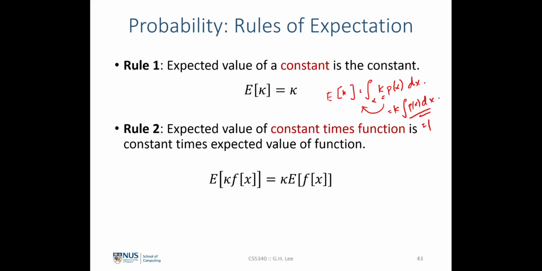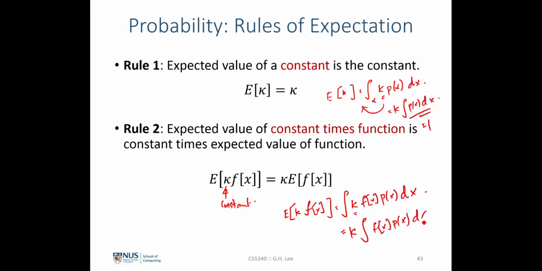And the second rule is that the expected value of a constant times a function is the constant times the expected value of the function. What it simply means here is that if I want to find the expected value of the constant, which I denote as kappa over here, multiplied by a function itself, it would be equivalent to the constant multiplied by the expectation of the function itself. This can also be easily seen where this is equal to the integration over x of the constant multiplied by the function multiplied by the probability of x. We know that the integration doesn't affect the constant, so we can pull this constant out and rewrite this into this particular form over here, where this is simply the expected value of f(x) itself.